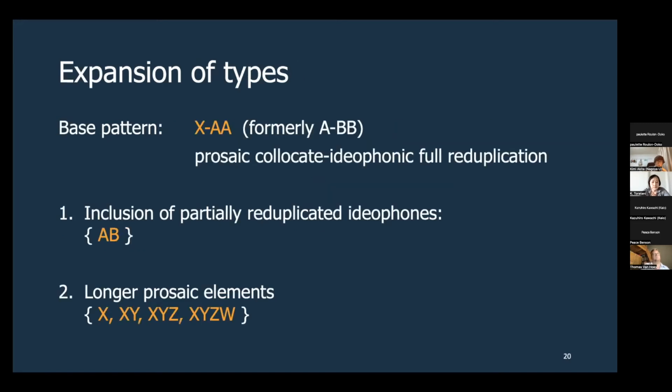But then I thought, well, maybe we should also expand the types. So not just look at the base pattern, which is now XAA, formerly ABB, this prosaic collocate and the fully reduplicated idiophonic part. Instead, we can probably also include partially reduplicated idiophones of 2 syllables. That means rhyming items, so there's a rhyme between A and B, or alliteration between A and B. And on the prosaic side, I thought, well, I can also expand that. So I expanded up to 4 characters above that, to operationalize what I would search for in the corpus.